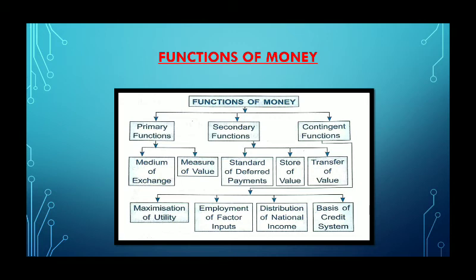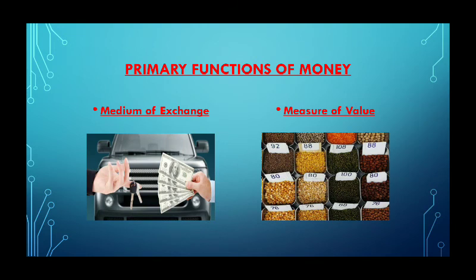So let's start the primary function. The most important, essential and basic function of money is medium of exchange and measure of value. Medium of exchange, what does it mean? This function of money means money can be used to exchange each and every commodity. And money is generally and widely accepted as a medium of exchange. With this, we can exchange and purchase most of the commodities. And it is the most important function of money.